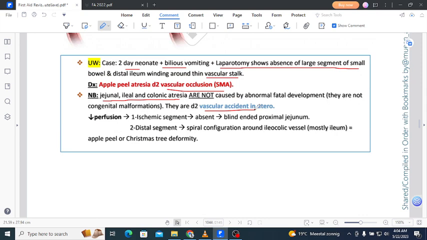They are due to vascular incidents in utero, like during the intrauterine life there is some sort of vascular accident, and that results in the atresia of these segments of the GIT. There will be decreased perfusion. There will be an ischemic segment that is absent, with a blind pouch, blind and proximal jejunum. So the ischemic segment is absent, that will result in the blind and proximal jejunum. Distal segment, spiral configuration around the ileocolic vessel, mostly the ileum, and apple peel or Christmas tree deformity.